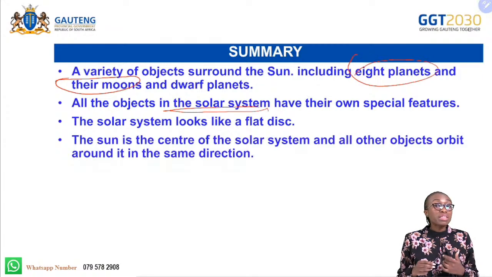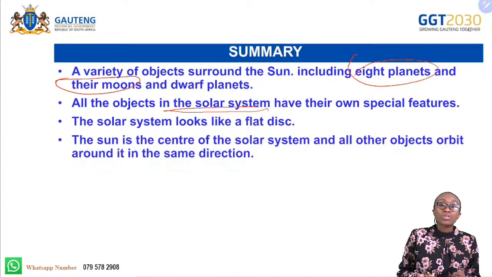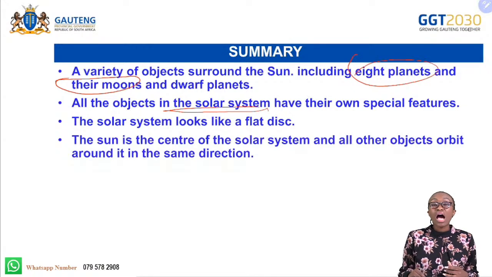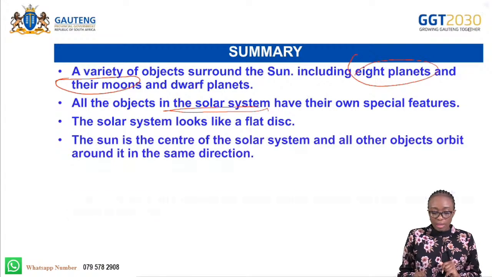So do you remember the names of the 8 planets? We've got Mercury, Venus, Earth, Mars, Jupiter, Saturn, Uranus, and Neptune. So those are the 8 planets that orbit around the sun, together with other dwarf planets.